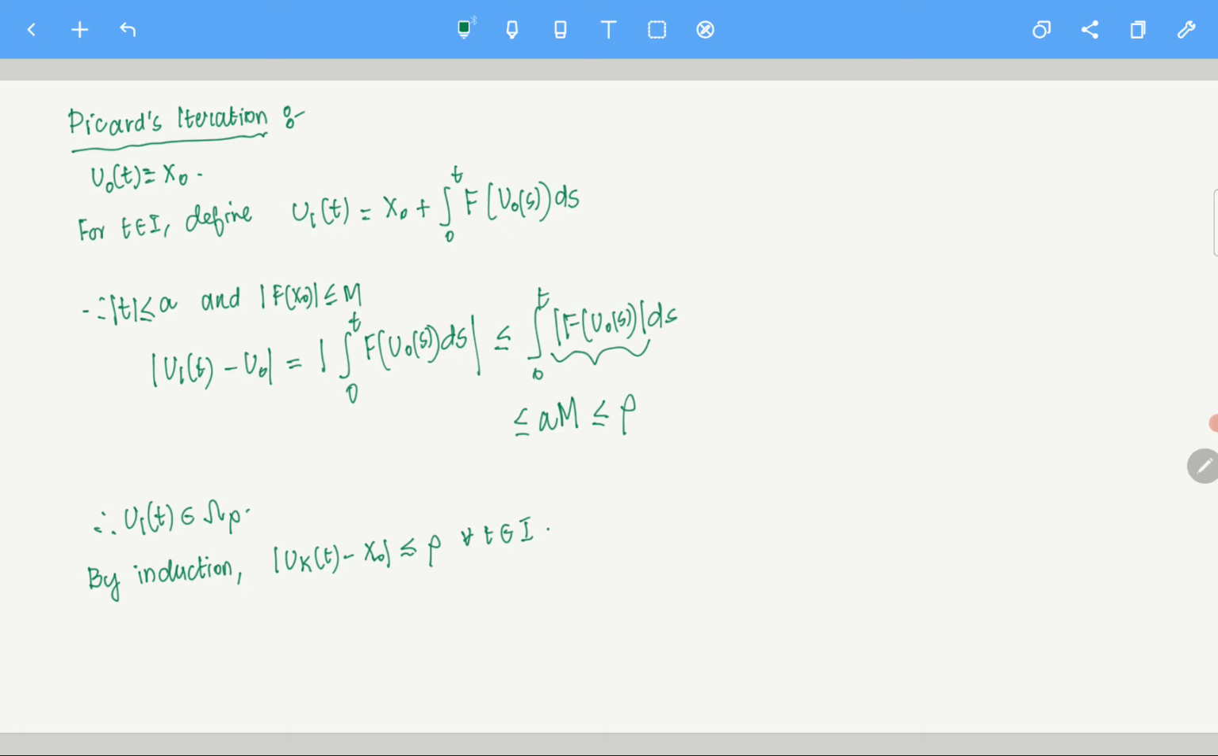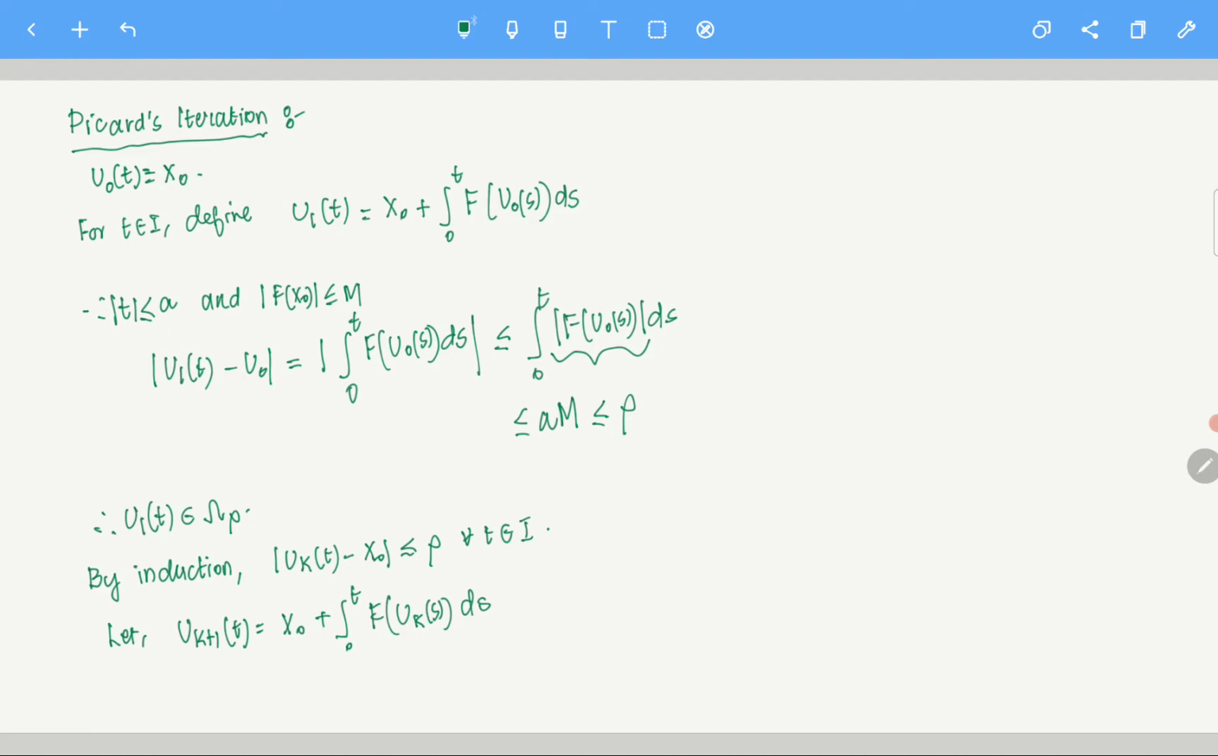So basically what is said is this: the uk(t) are well defined functions, and uk is always in the ball of radius rho around u naught. Now let uk+1(t) be x naught plus the integral from 0 to t of capital F of uk(s) ds.